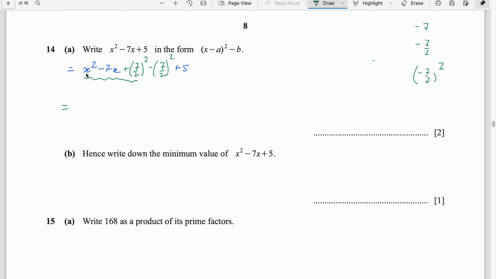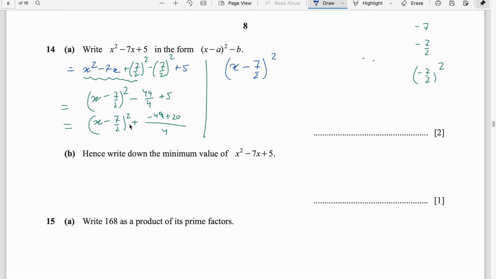Close these first three. X is copied. Negative sign is copied. 7 by 2 is copied. Whole squared, minus 7 times 7 is 49 by 4, plus 5. X minus 7 by 2 whole squared. Take the LCM. Minus 49 plus 20. And simplify it. So x minus 7 by 2 whole squared, 49, 20, the difference is 29 by 4.